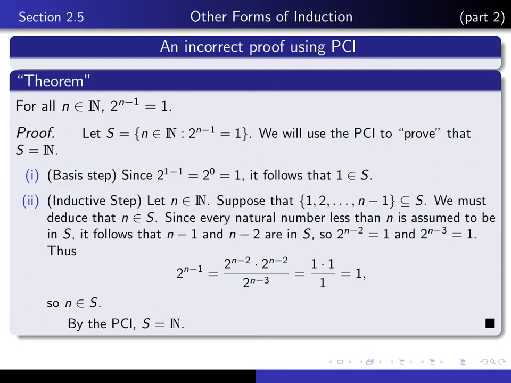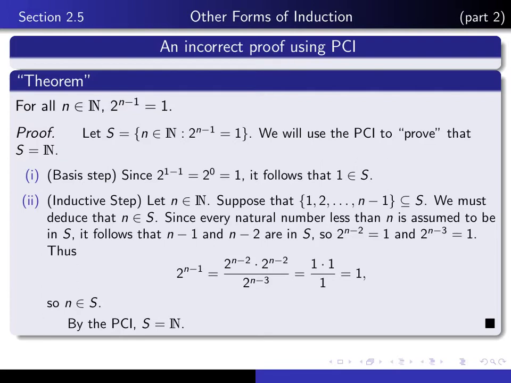So here's the theorem that I'm claiming to be able to prove. I'm claiming to be able to prove that for all natural numbers n, 2 to the n minus 1 is equal to 1. So that is clearly something which is not true, and therefore there has to be a mistake in my proof, and I want you to figure out where the mistake is.